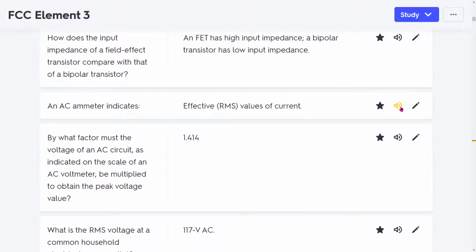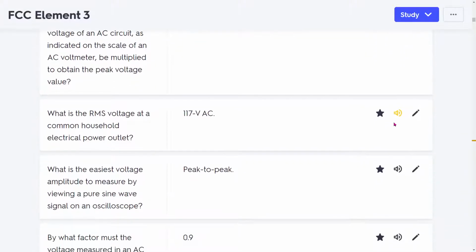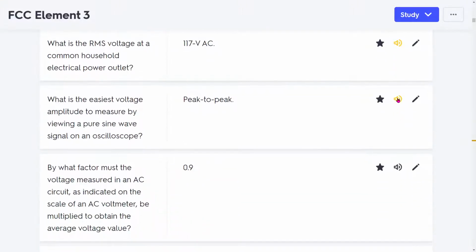An AC ammeter indicates effective values of current. By what factor must the voltage of an AC circuit as indicated on the scale of an AC voltmeter be multiplied to obtain the peak voltage value? 1.414. What is the RMS voltage at a common household electrical power outlet? 117 VAC. What is the easiest voltage amplitude to measure by viewing a pure sine wave signal on an oscilloscope?